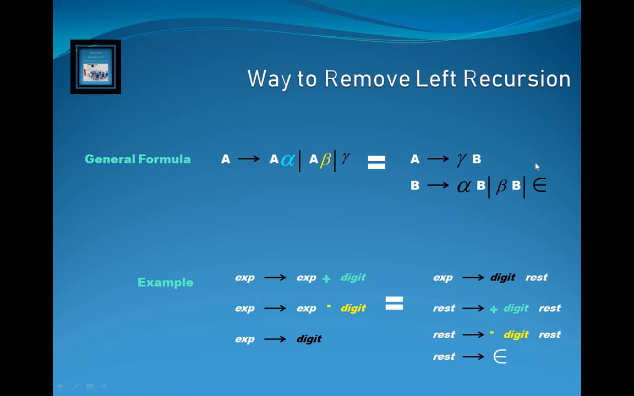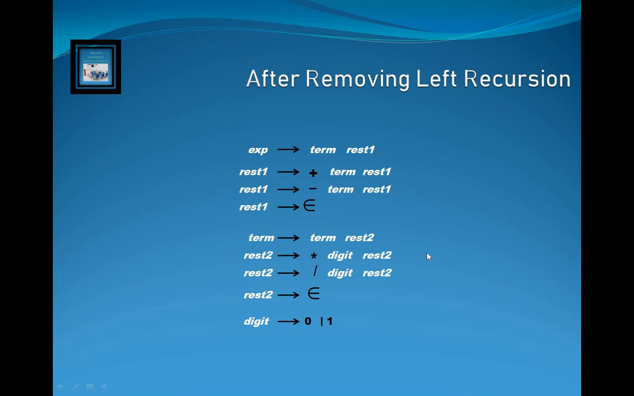According to this formula, we can remove left recursion from this grammar. Expression can have the form of expression plus digit, or expression minus digit, or expression can have the form of digit. It can be represented as expression can have the form of digit followed by a new non-terminal, let's say rest, where rest can have the form of plus digit rest, or rest can have the form of minus digit rest, or rest can have the form of epsilon. So according to this formula, we can remove left recursion from our grammar.